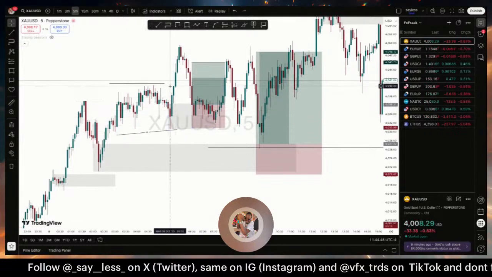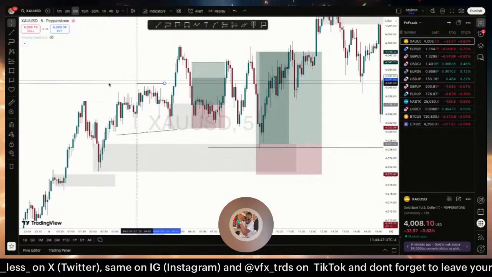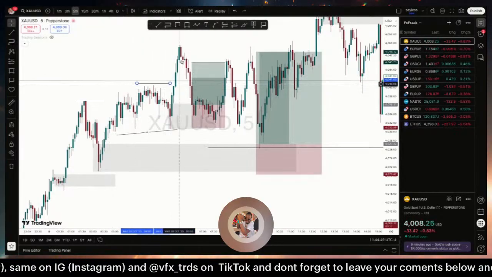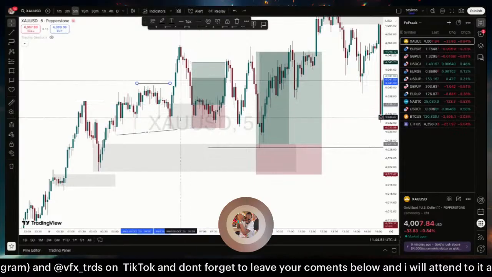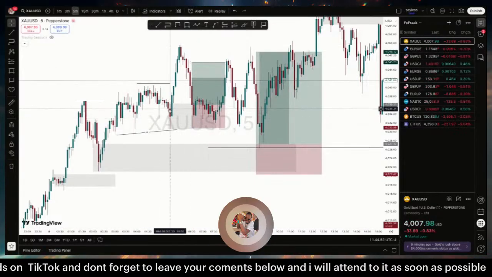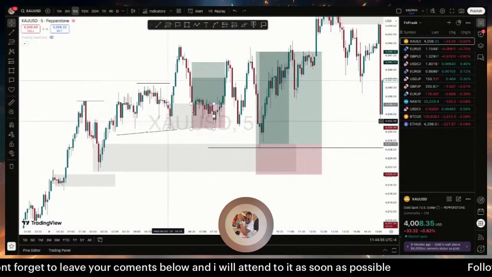So for example, I see a break of structure here, yeah. I see a break of structure to the upside here. I expect that the market is going to pull down to this one and then continue going. So this is a hospital. But there are these criteria here.